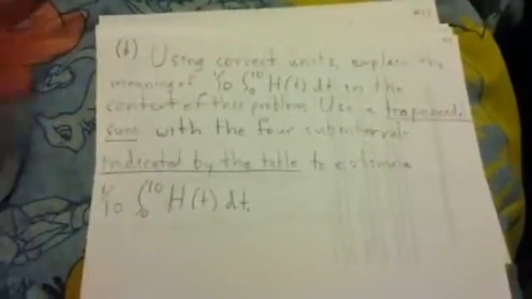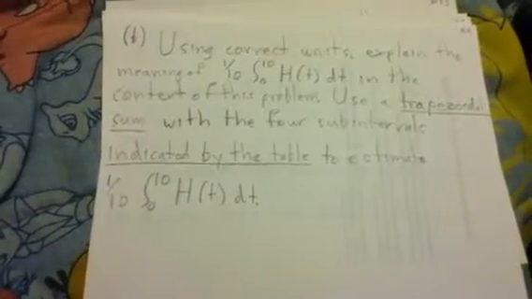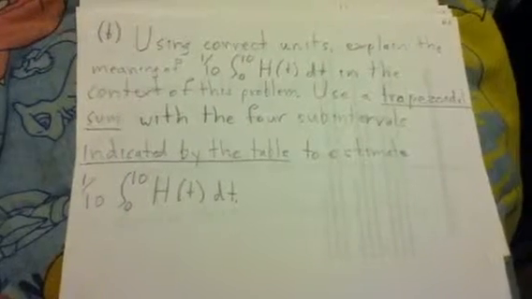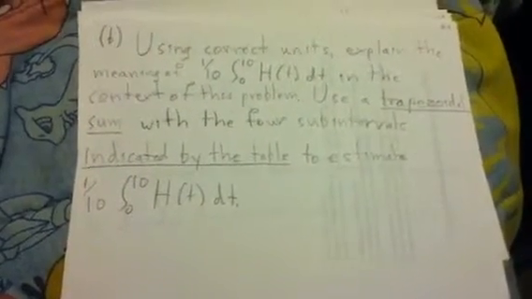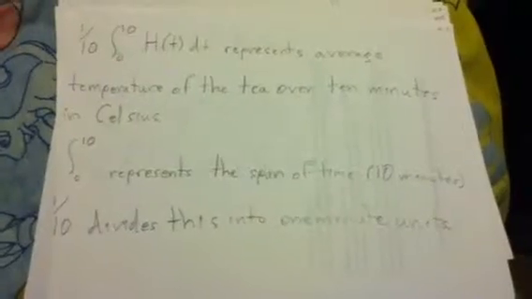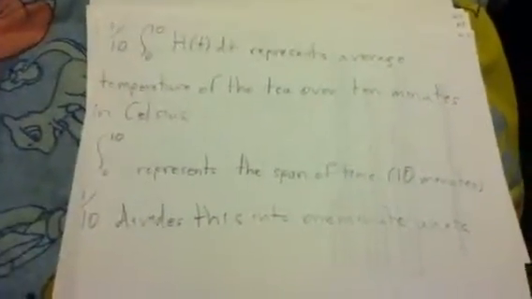Part B. Using correct units, explain the meaning of 1/10 times the integral from 0 to 10 of h(t) dt in the context of this problem. Use a trapezoidal sum with the 4 subintervals indicated by the table to estimate 1/10 times the integral from 0 to 10 of h(t) dt. So that expression represents the average temperature of the tea over 10 minutes in Celsius. The integral from 0 to 10 represents a span of time. It's 10 minutes. If it was a graph, it would be from 0 to 10. And the 1/10 divides that into 1 minute units.